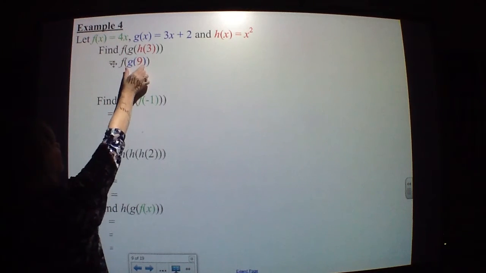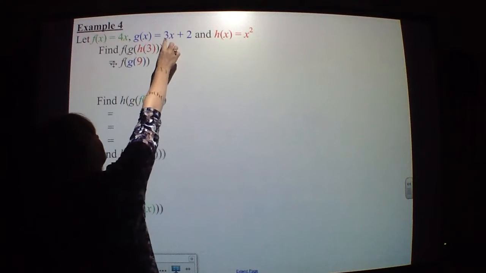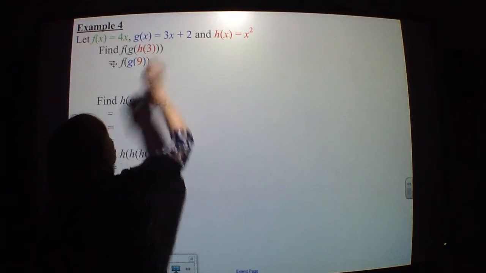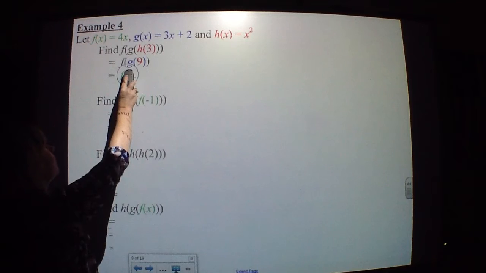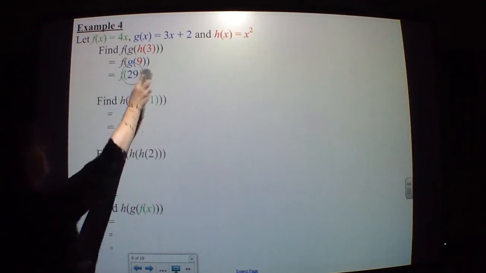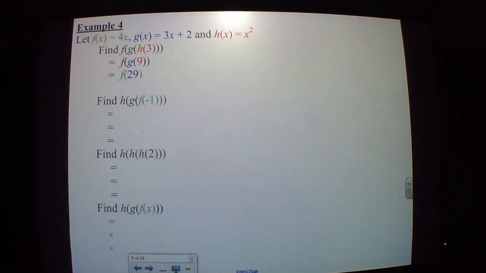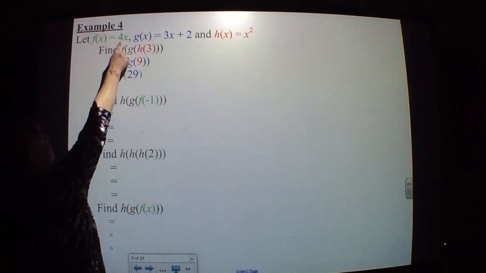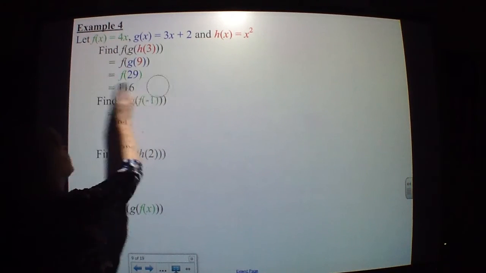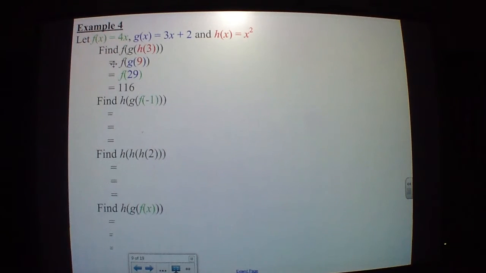G of 9, innermost. G of 9 is 3 times 9 plus 2. 3 times 9 is 27, plus 2 is 29. And now I have f of 29. F of 29 is equal to 4 times 29, which is 116.